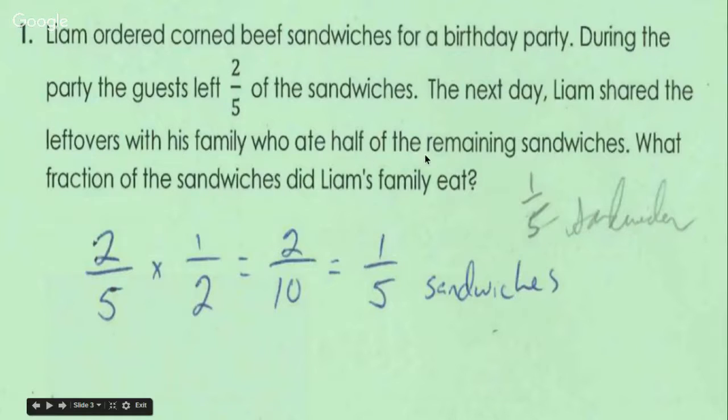And that phrase, of the remaining sandwiches, and of the sandwiches, that word of should be a huge indicator that this is a multiplication problem. Since we're looking for half of what we have, we're taking 2/5 times 1/2. We multiply our numerators, we multiply our denominators to get the 2/10. We simplify that to 1/5, and don't forget your label because it is a word problem. So Liam's family, no matter how many people are in the family, is actually splitting 1/5 of the corned beef sandwich that was left over. And that's question number 1. Hopefully we have a better understanding there.